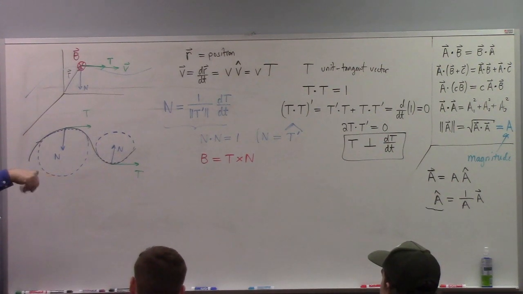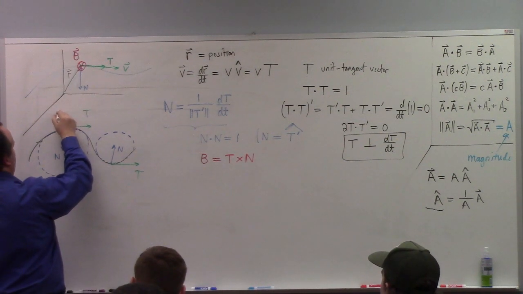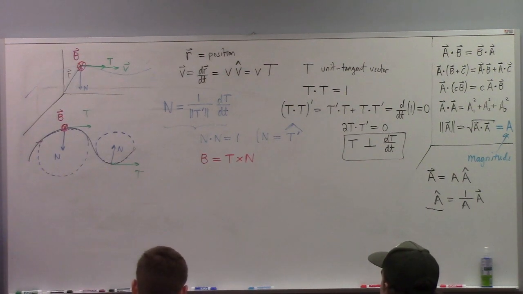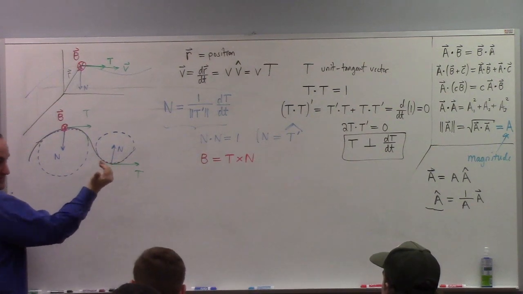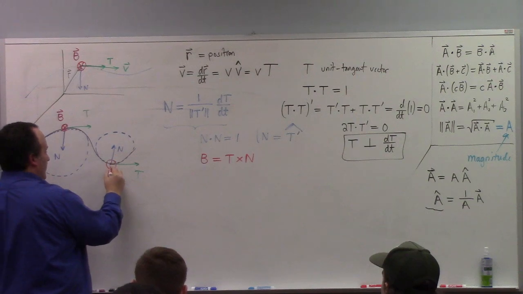So T cross N points my thumb into the board for the first one, and I draw this picture for into the board. On the other hand, over here, with the right hand, T crossed into N is coming out at you. So that gives us this right here for my binormal.